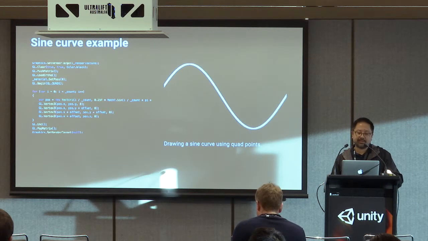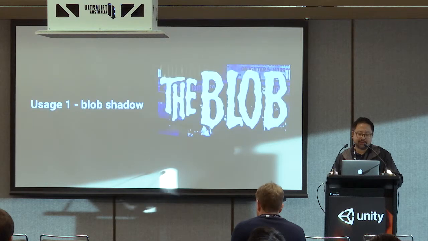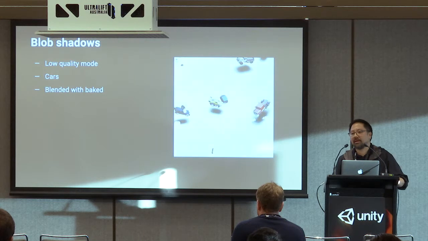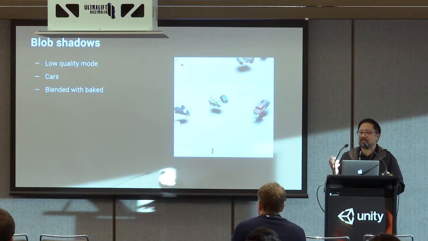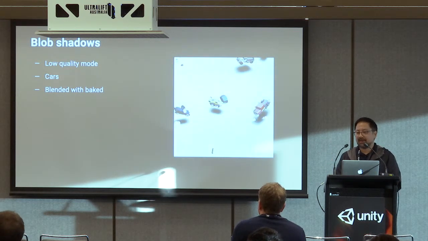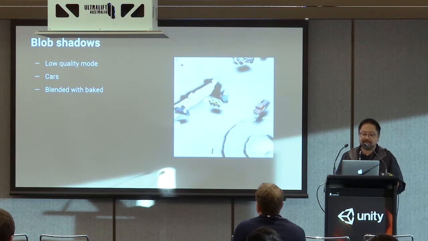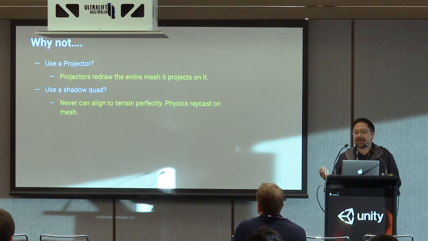So what are the uses for this? Basically, we use it for blob shadows in our game. We have a low quality mode in our game. If it detects that your device isn't powerful enough, it won't render any type of Unity shadows. So it will look like this, but we still needed some kind of reference point when you're playing an isometric game. So we render blob shadows under the cars, and we blend them with the big shadow map. So why not use a projector?